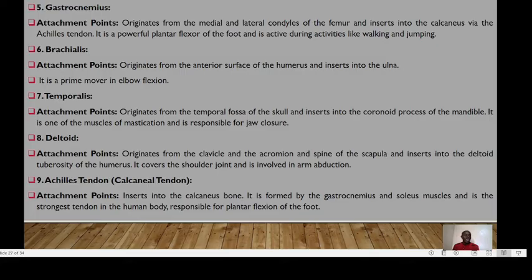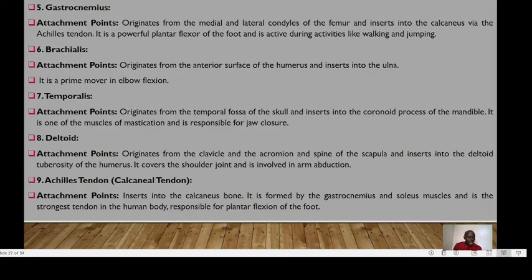Gastrocnemius originates from the medial and lateral epicondyles of the femur and then inserts into the calcaneus via the Achilles tendon. It is the powerful plantar flexor of the foot and is active during activities like walking and jumping, gastrocnemius muscle. We have the brachialis. This originates from the anterior surface of the humerus and inserts in the ulna. It's the prime mover in elbow flexion. Temporalis originates from the temporal fossa of the skull and inserts into the coronoid process of the mandible. It's one of the muscles of mastication and is responsible for jaw closure.